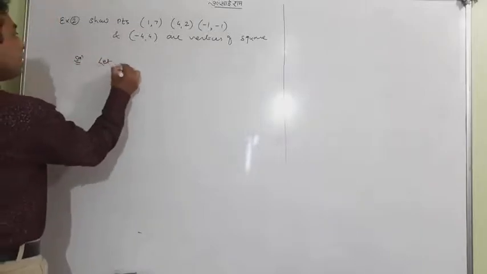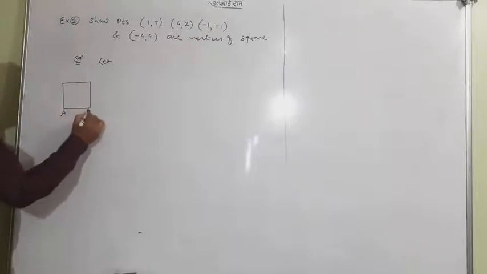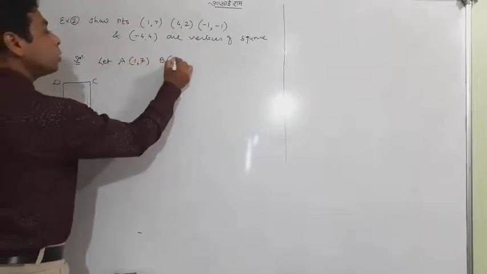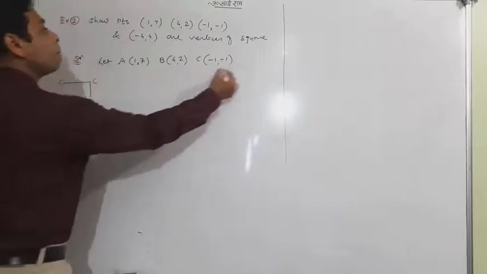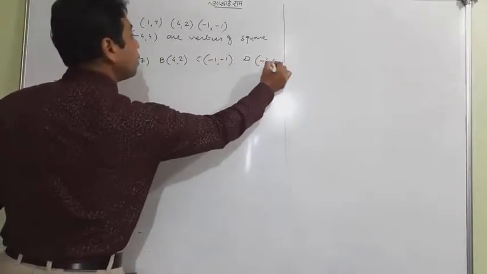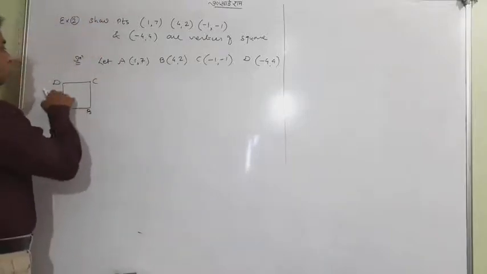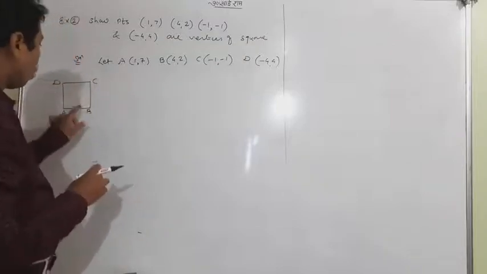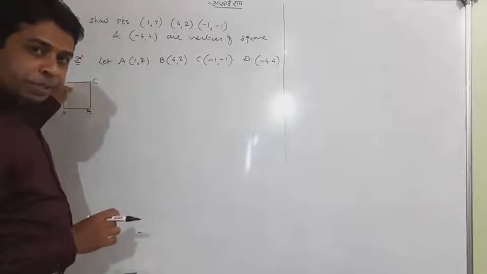You simply assume that this is A, B, C and D. Let A be (1, 7), B (4, 2), C (-1, -1), and D (-4, 4). And now, first of all, students, understand the property of a square. All sides should be the same and the diagonals should also be the same.